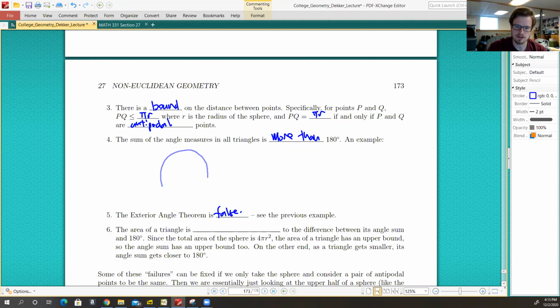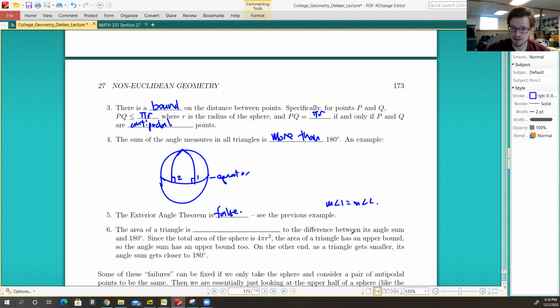So just as a nice reminder, if we were to take that sphere, the Earth rather, and the equator, and then we looked at a line of longitude and another line of longitude, we've created a triangle here where the sum of the interior angles is more than 180 degrees. And we can notice that the measure of angle 1 is equal to the measure of angle 2.